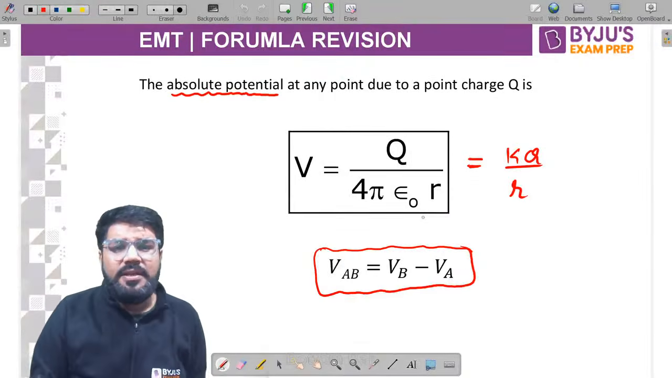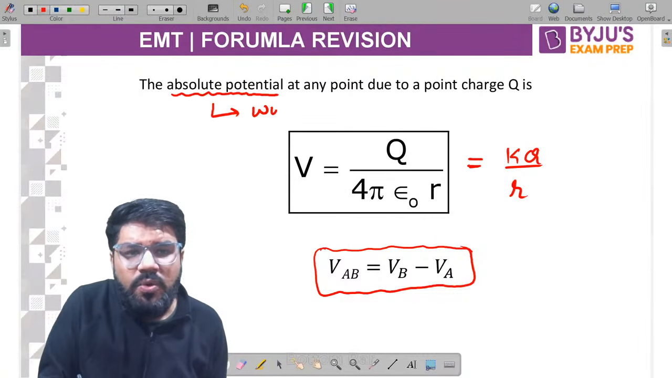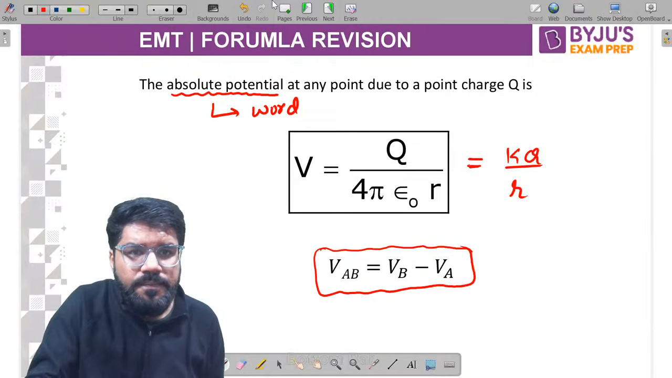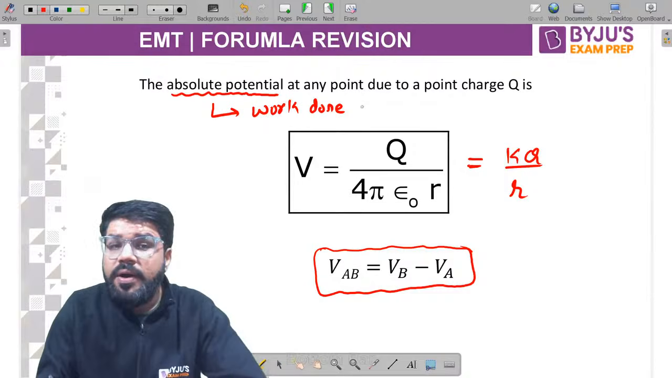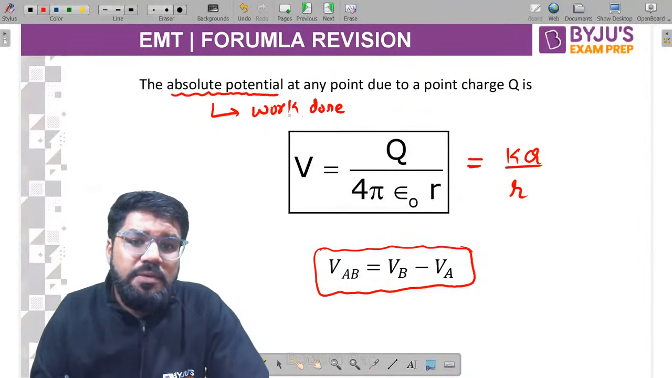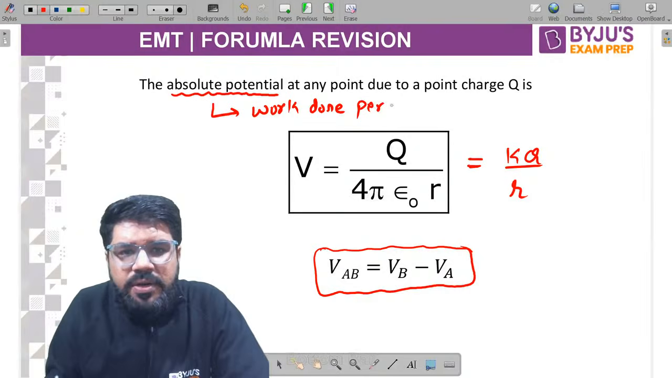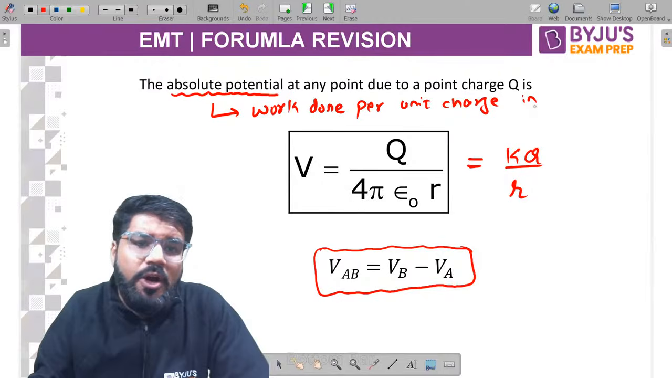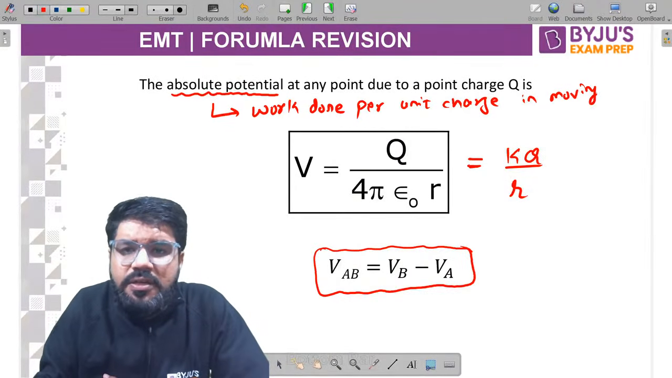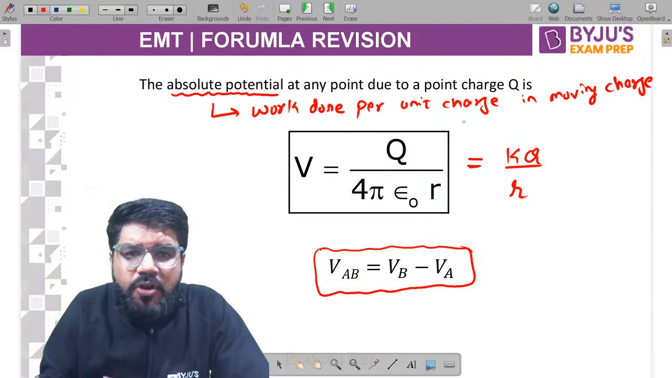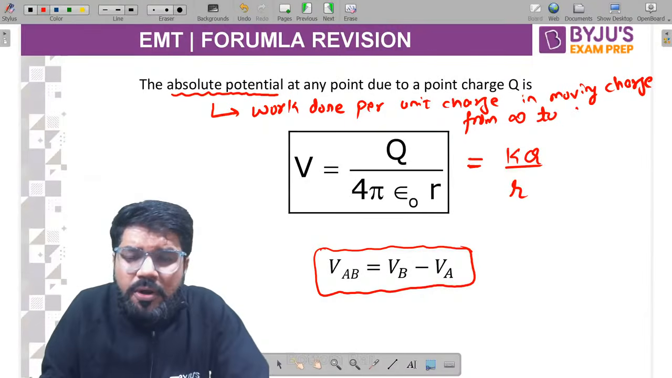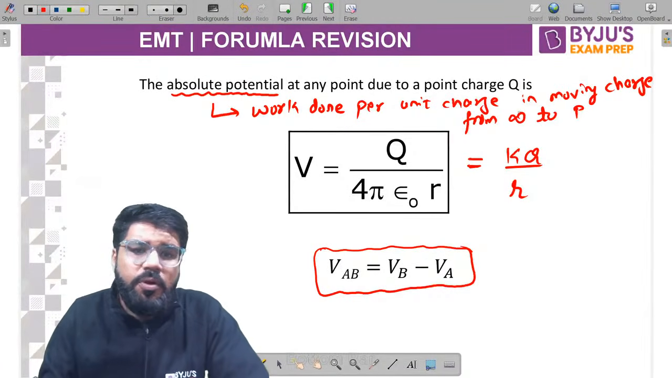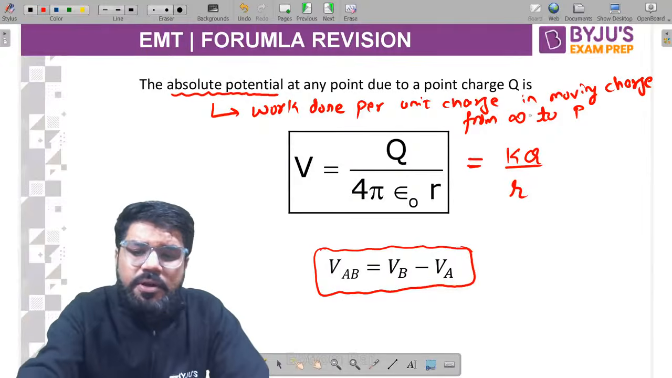What is the absolute potential? Absolute potential is just like work done, again per unit charge, in moving the charge. How much is the work done in moving the charge from the reference point, which is commonly taken as infinity, to the point of observation P? That is known as the potential at that particular point.